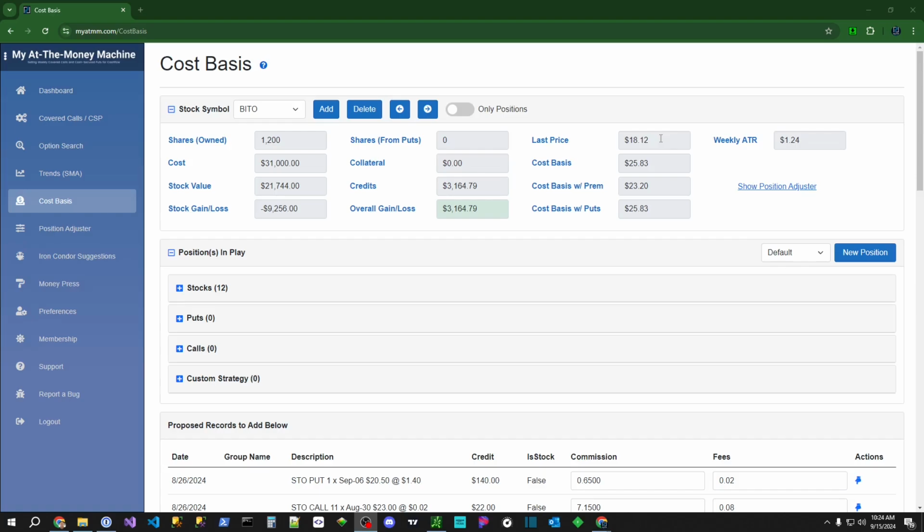Now, the funny thing about it is, if for some reason it does move up more than it does on average per week, then you can always just roll that position forward a week. You can even roll it forward and up in price, so you'll never be risking the fact that you might get called out in the money below your cost basis and lose money. So you can always continue to roll that out.